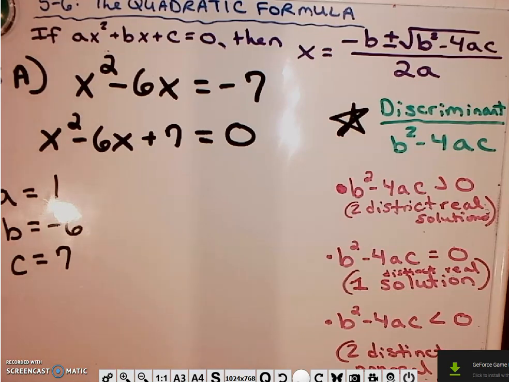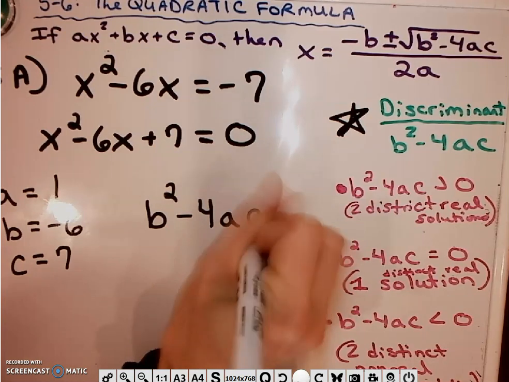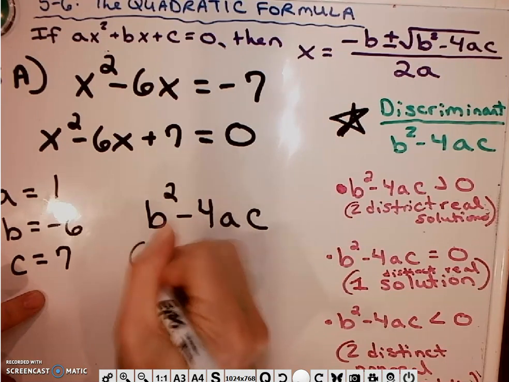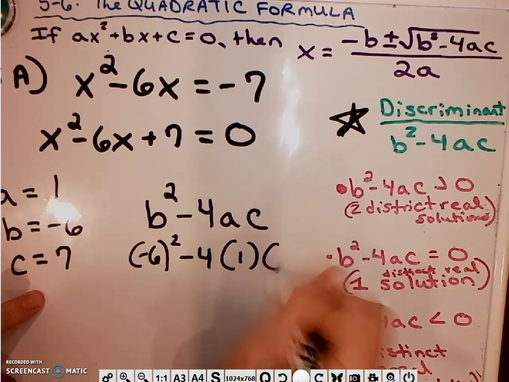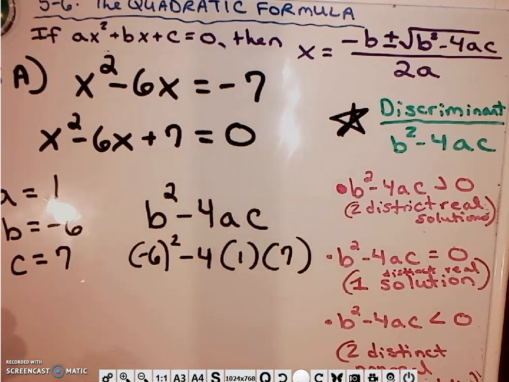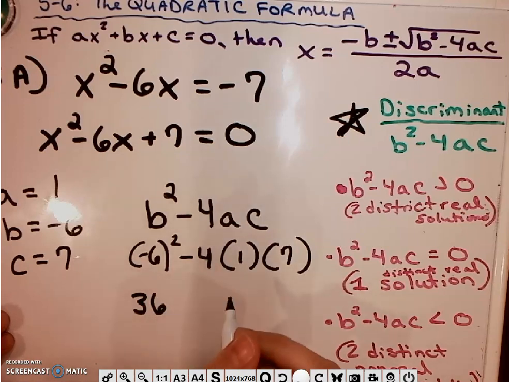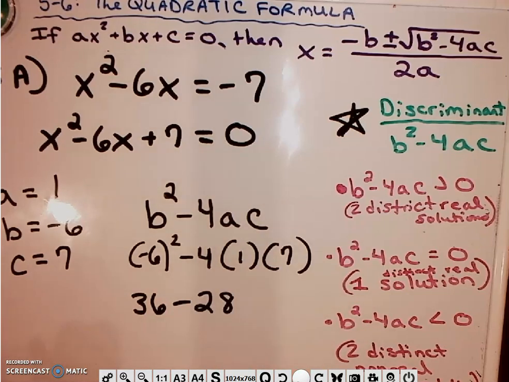Now that I identified A, B, and C, my discriminant is going to be B squared minus 4AC. So I'm just substituting: -6 squared minus 4 times 1 times 7. Now I'm just going to simplify. -6 squared gives me 36, and -4 times 1 times 7 gives me -28. If I subtract 36 minus 28, that's going to give me 8 as my discriminant.